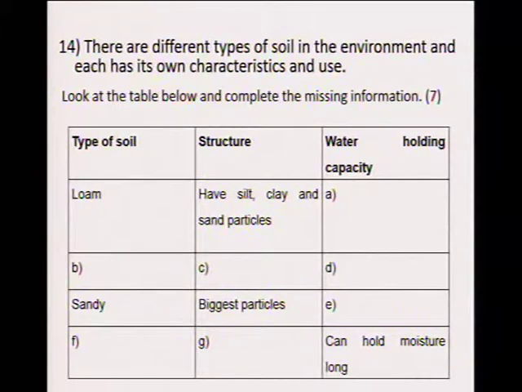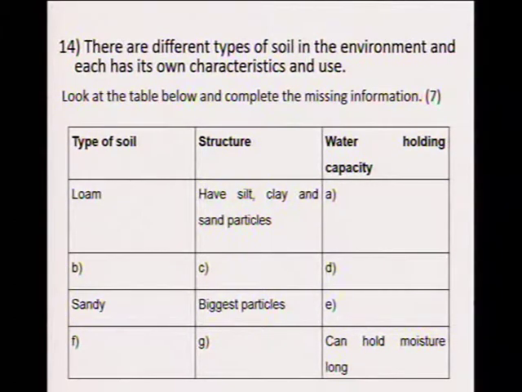What you have on the table is 3 columns. You have the type of soil, the structure, and the water holding capacity. And before we go into detail about the table, remember you are just asked to fill in the missing information on that table.